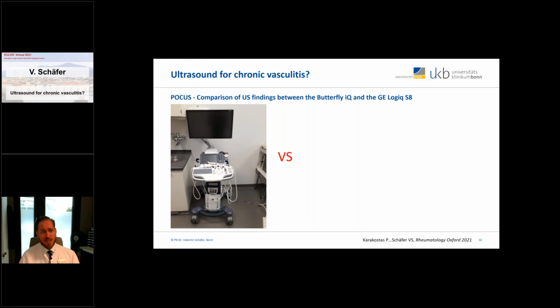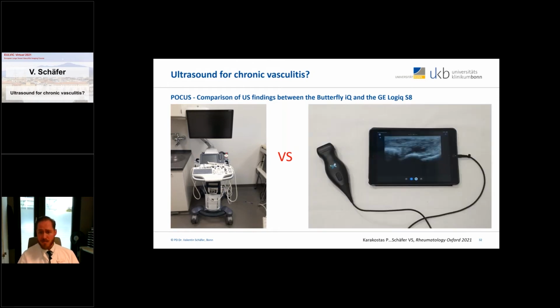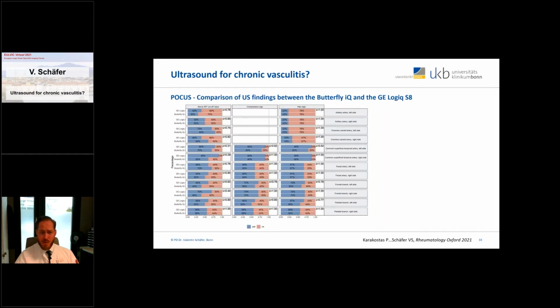And in this study, also with Christian, by the way, we looked at a high-end ultrasound machine versus a modern handheld device, the Butterfly IQ device, which does not have a piezoelectric crystal anymore. This is old technique. It has a chip, which is cheap in production and very high resolution. And as you can see here, we had a very high agreement of this high-end machine versus this very cheap ultrasound machine with a modern technique, which will revolutionize ultrasound imaging.